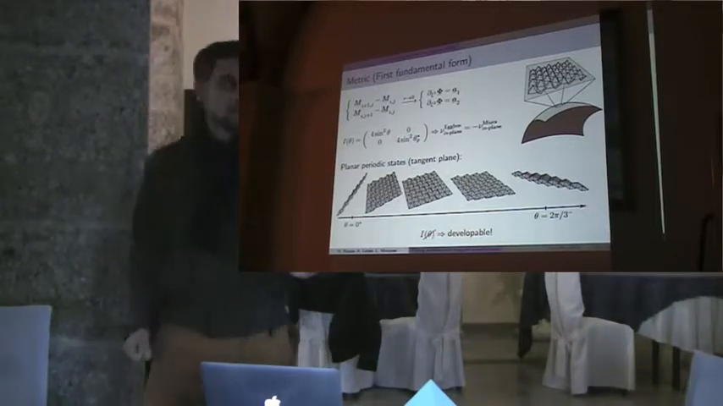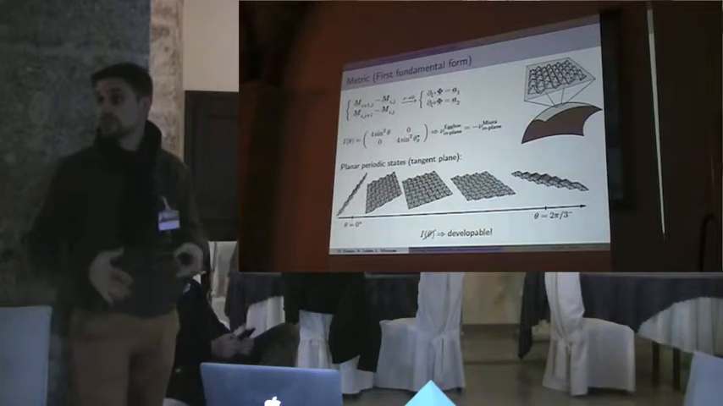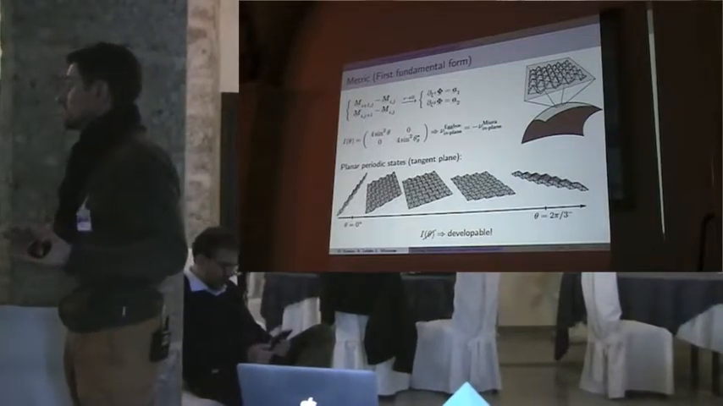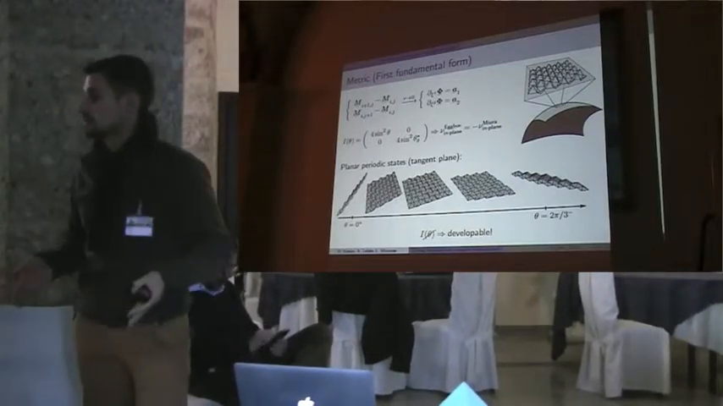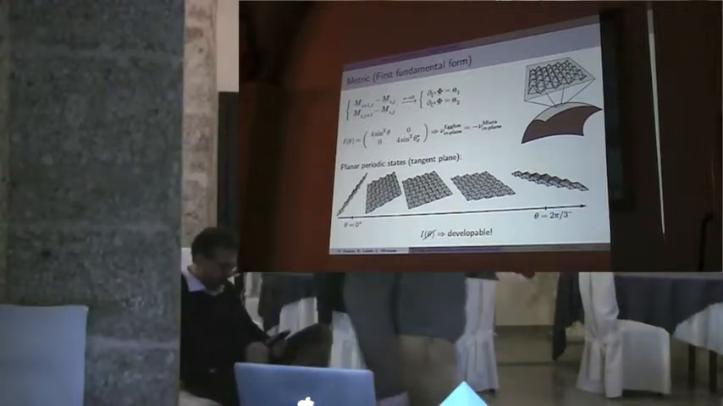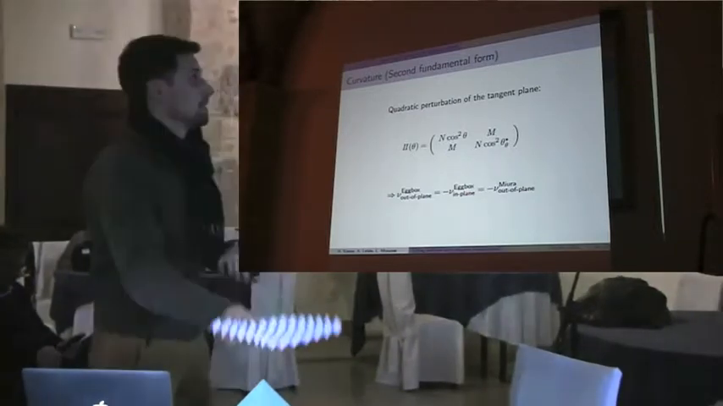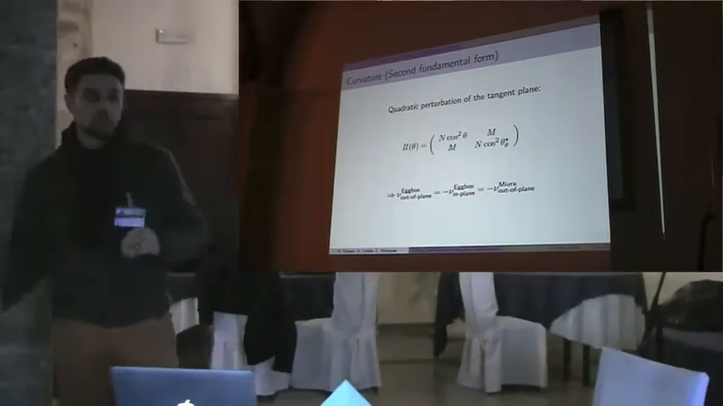planar periodic states. Otherwise, the metric is completely set, and so you cannot achieve double curvature, because it becomes at best developable, since the metric is set. So this is for the metric. Since the eggbox pattern has several metrics, I can look at the curvature, the second fundamental form.